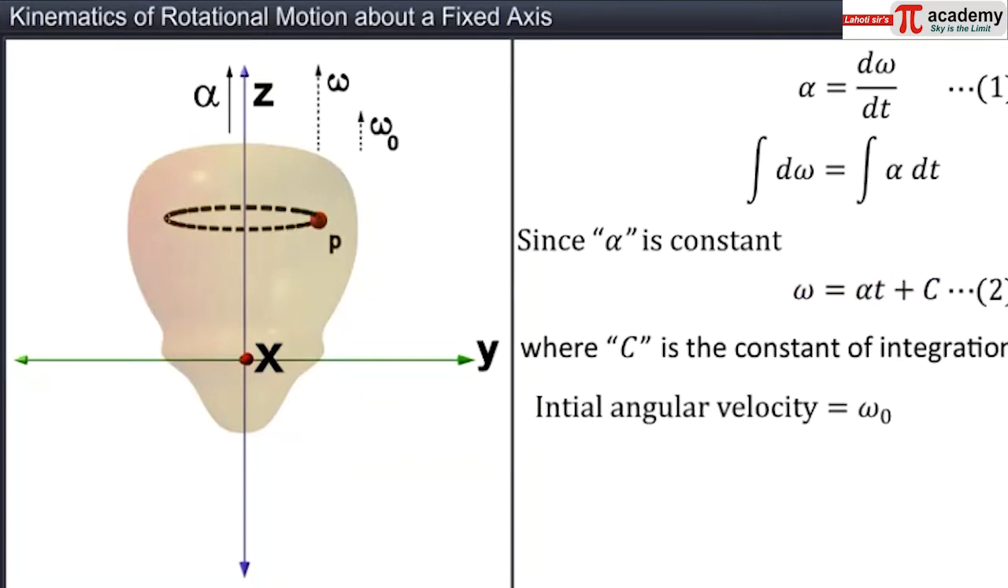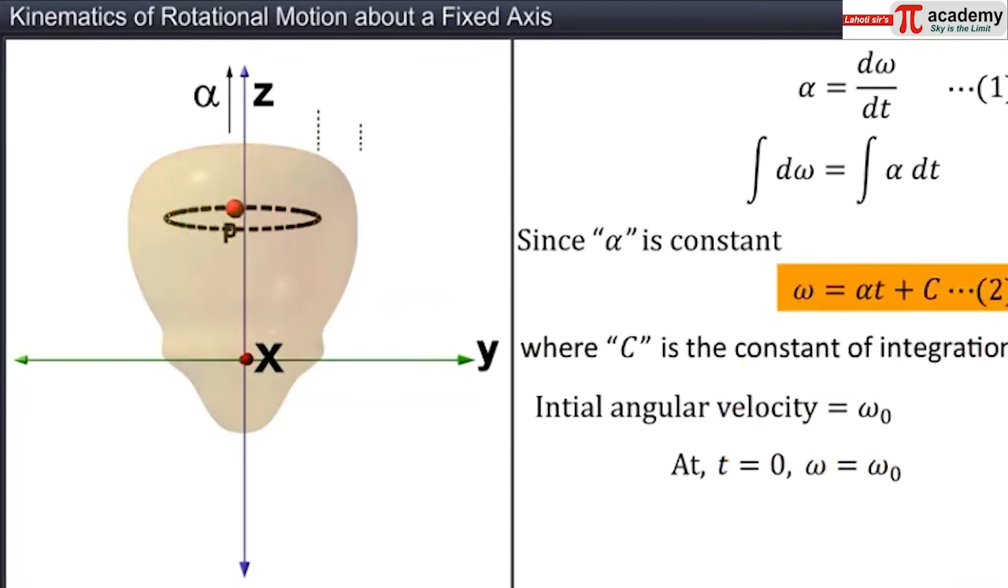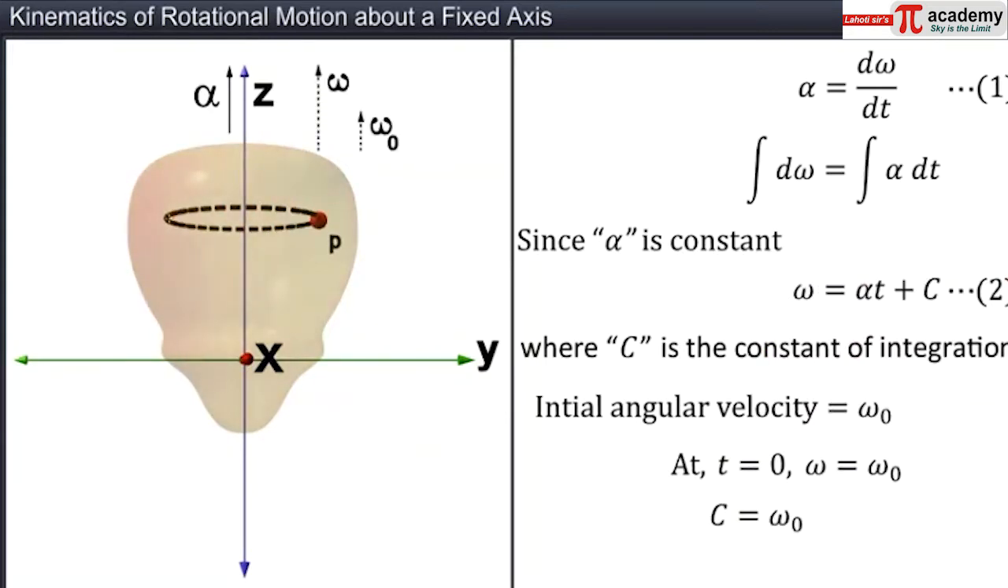But the initial angular velocity of the body is omega naught. That means, at time t equal to 0, we have omega equal to omega naught. On substituting these values in equation 2, we get c equal to omega naught. Therefore, equation 2 can be written as omega is equal to omega naught plus alpha t. Let this be equation 3.